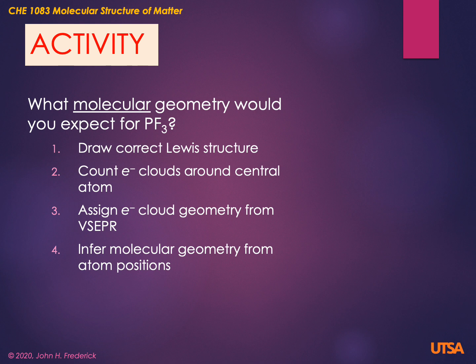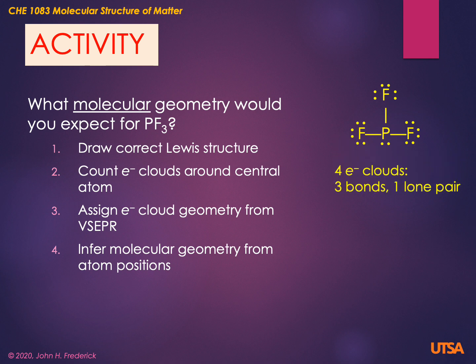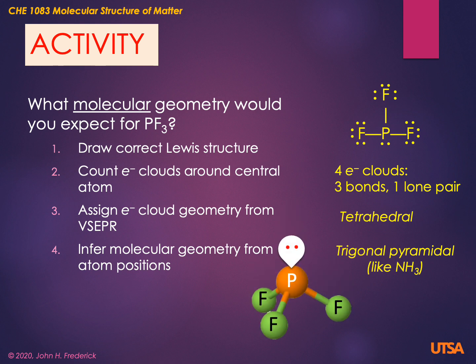Okay, how did you do? Well, if you drew the correct Lewis structure, you should have come up with something like this, where you've got three single bonds between phosphorus and fluorine and an extra pair of non-bonding electrons on the phosphorus. The number of electron clouds, 3 bonds plus one lone pair, is equal to 4. So the electron cloud geometry from the VSEPR model should be tetrahedral, and the fact that one of those is a non-bonding pair of electrons means that the molecule has a trigonal pyramidal shape, just like ammonia did. And this is what it would look like.